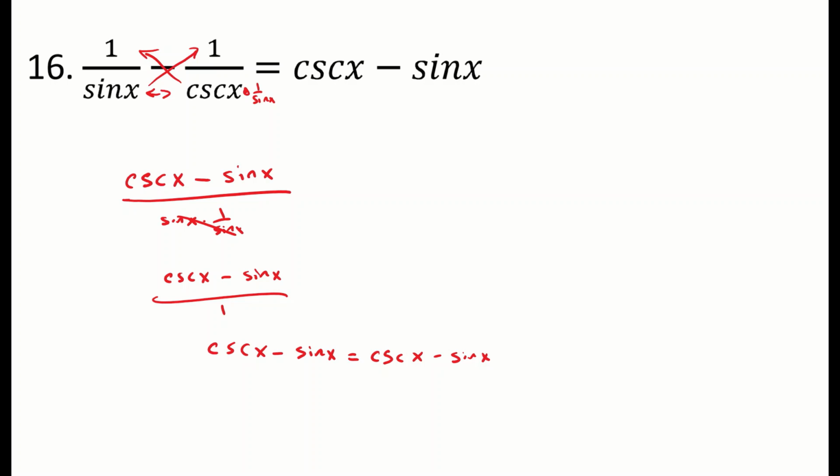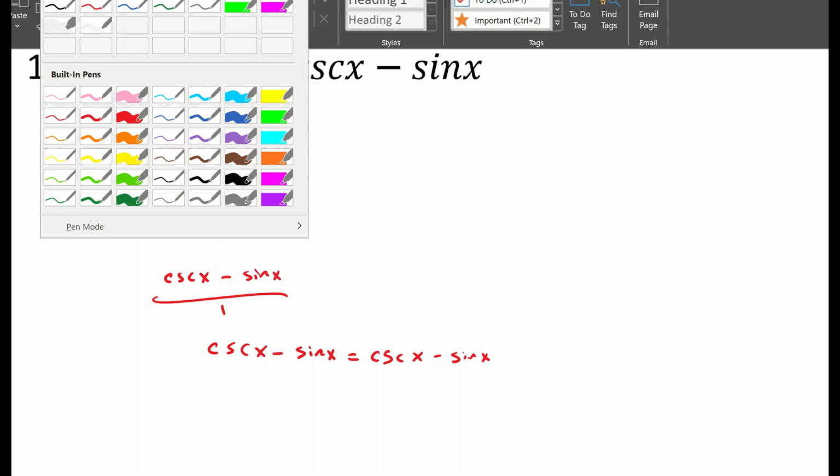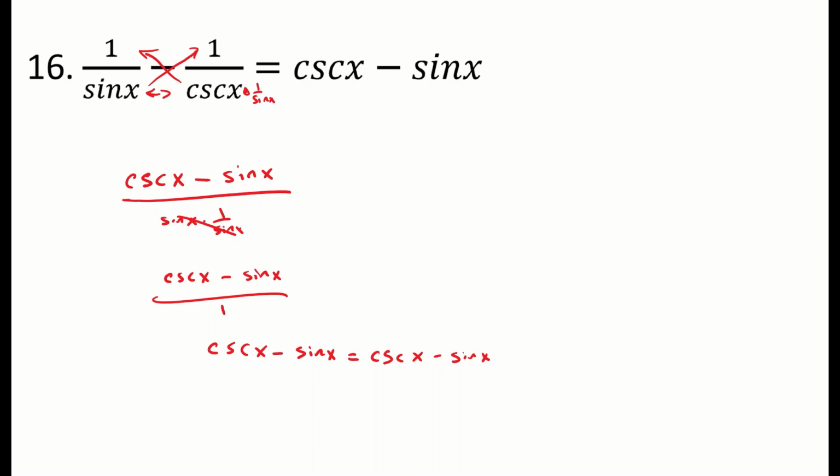So that's that. The other thing we can do is work on the right side. So if we start off again and look on the right side, cosecant is 1 over sine x. And then I can rewrite sine as 1 over cosecant x. And that's that.